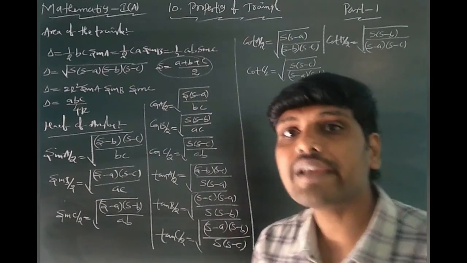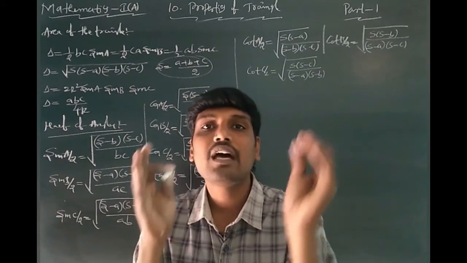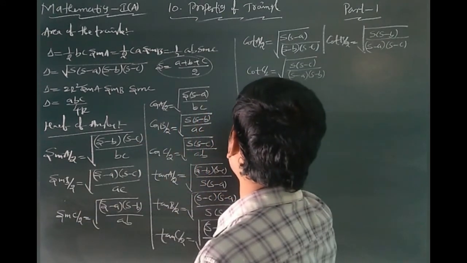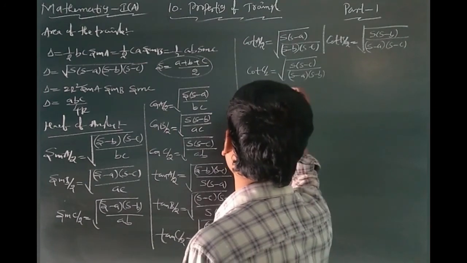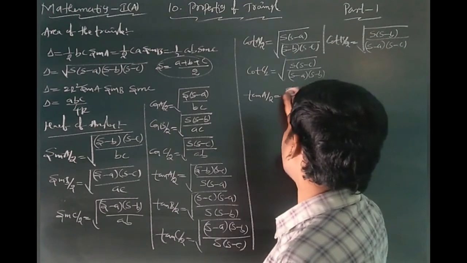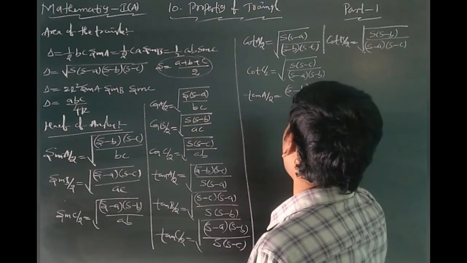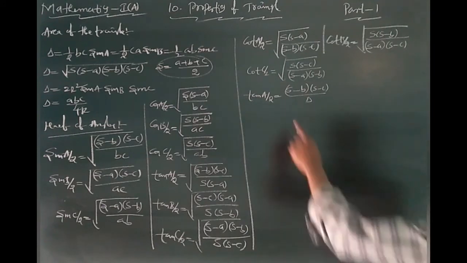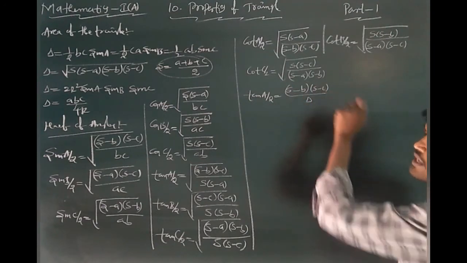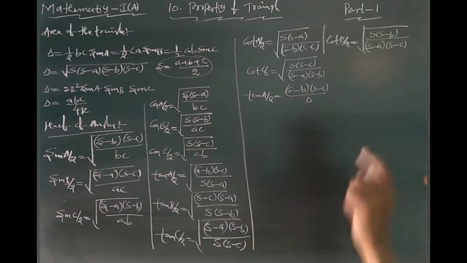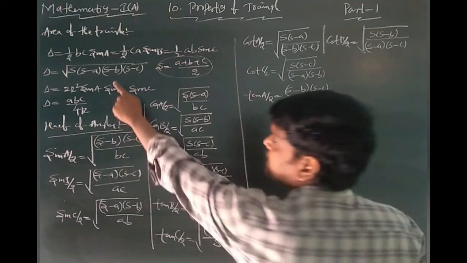Next, the relation between the area of the triangle and the half-angle formulas. What is the tan A/2 formula? Tan A/2 is equal to (s − b)(s − c) divided by delta. Here delta is the area of the triangle.